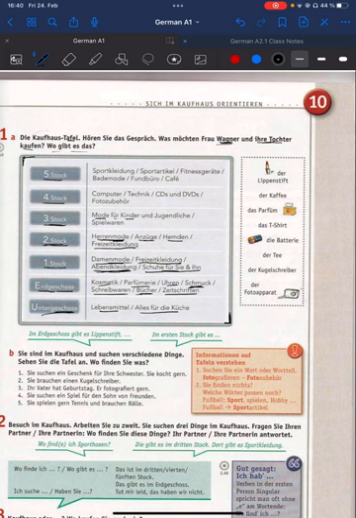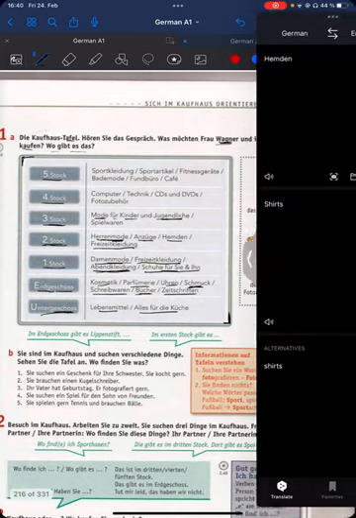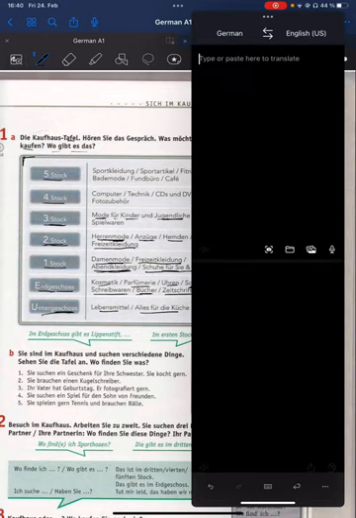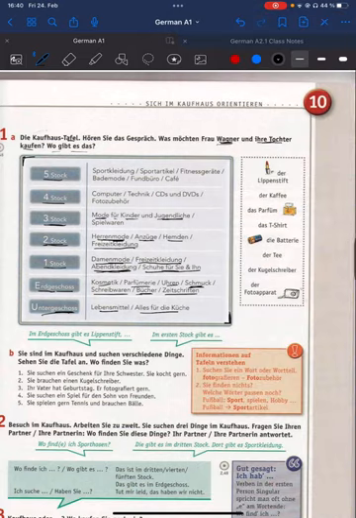Mode für Kinder und Jugendliche. Okay, fashion for kids, and Jugendliche are young people, children, kids and young people. Fine, teenagers. Spielwaren are toy stores. Computer, Technik, CD und DVD, Foto, Zubehör. Okay, this is computer, technical, like technology, tech store, CD, DVDs, photo, equipment store, like camera and other things.